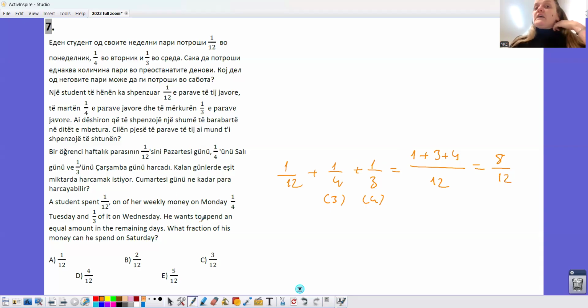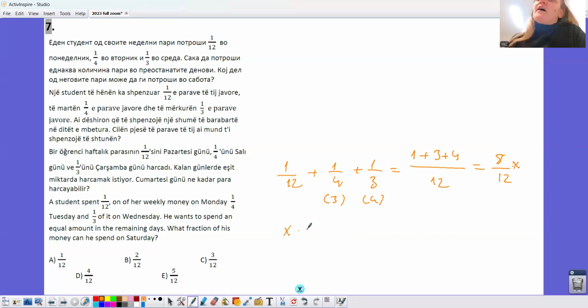Then how much money she has left? You can do this by taking X as the total money she has. The total money that she had is X. So 8x/12 she has spent.